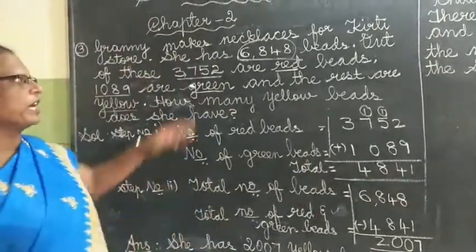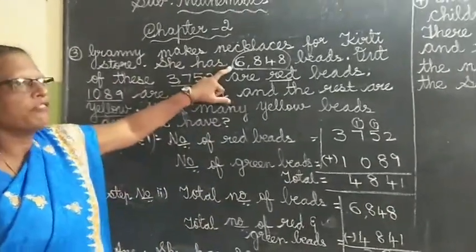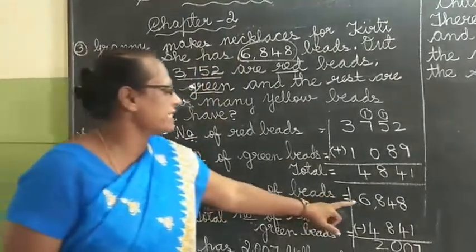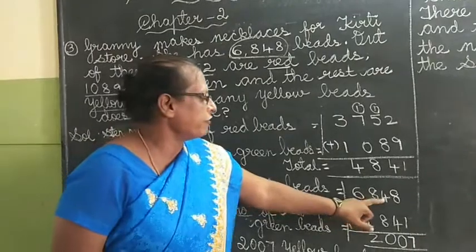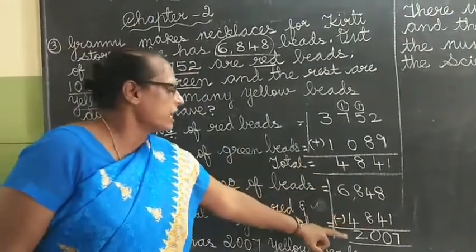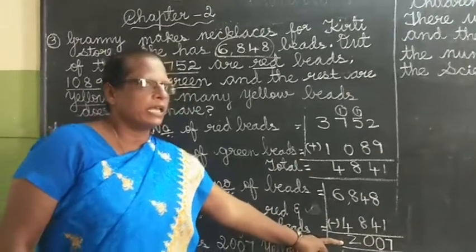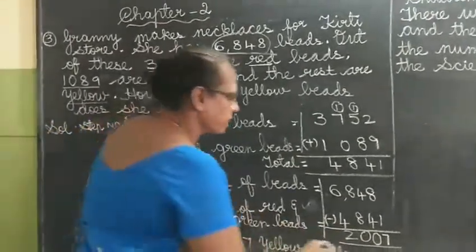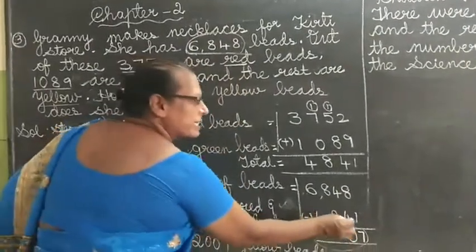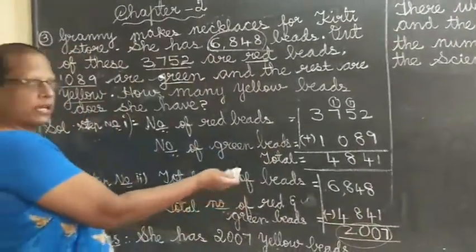And now what you have to do? We have to subtract from the total number of beads what she has. So total number of beads how much she has, children? 6848, and then we have to subtract this number here so that we can find out the yellow beads. We have to find out the yellow beads. So how many yellow beads are there, children? 2007. It's an easy way of doing this sum.